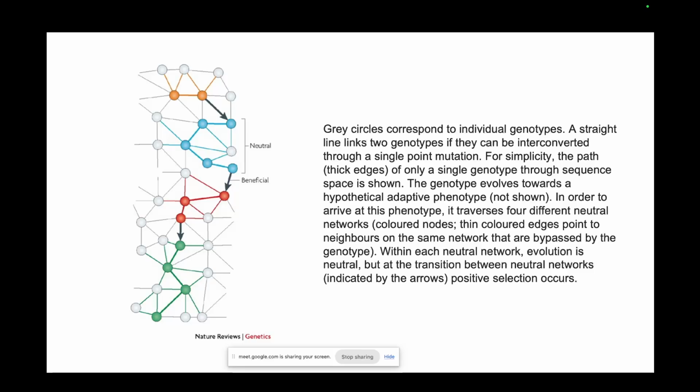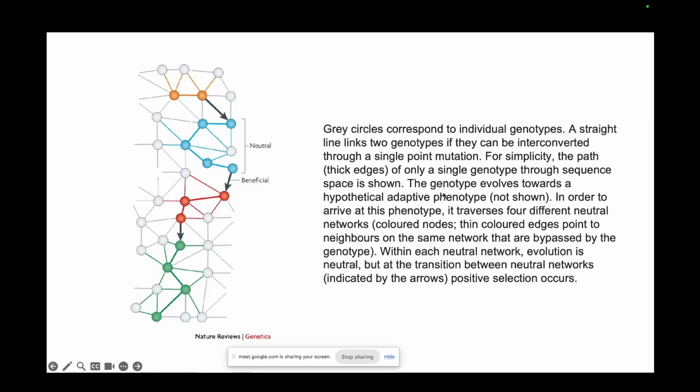Okay, so this is a very good example of this. So these different nodes are denoting different genotypes, and the connections between these nodes are basically if one point mutation can convert one genotype to the other, right? So all these circles are genotypes. The path of only a single genotype through sequence space is shown. So this genotype starts from here and moves to here, then here, and then ultimately here.